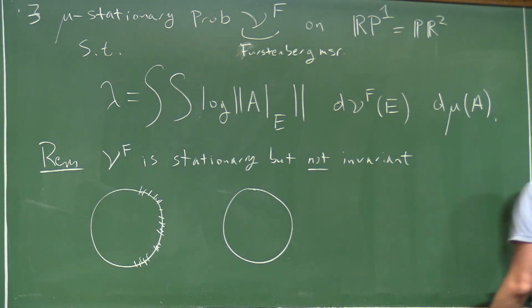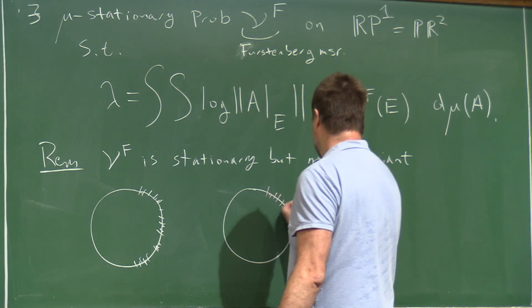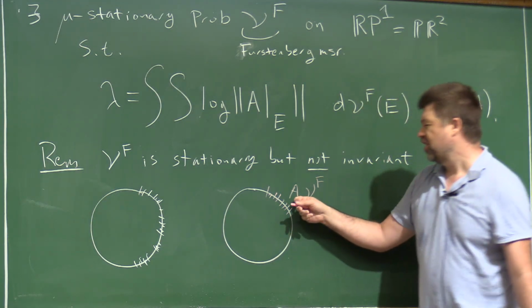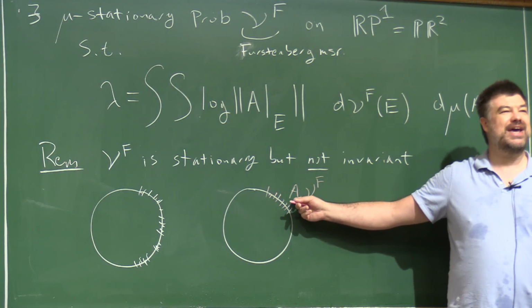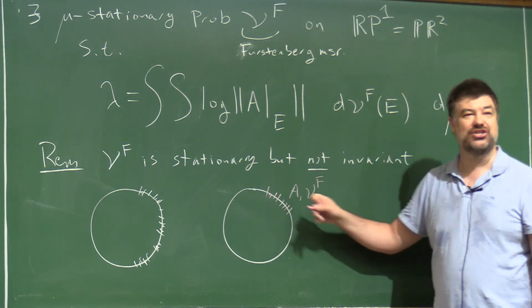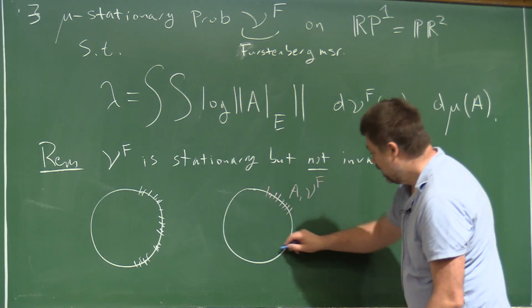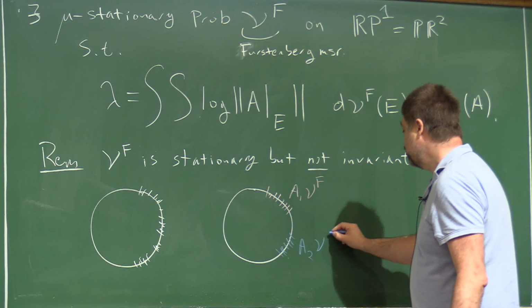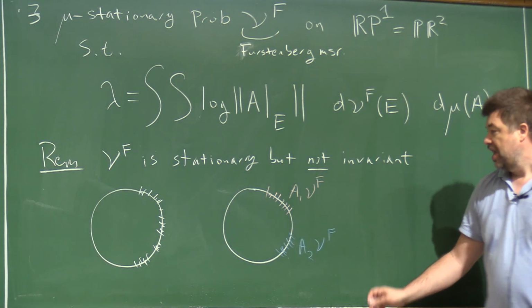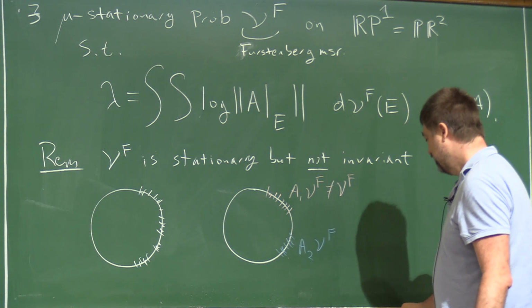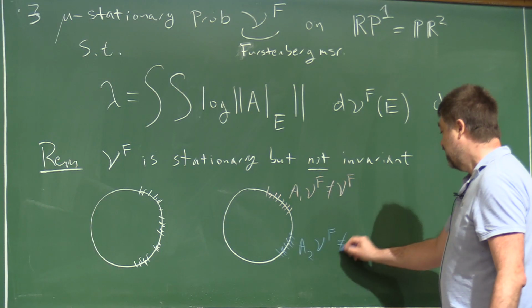So now I need some colors. So maybe A1 of the measure, and here I'm being a bit sloppy. A1 is a matrix that acts on R2, but then it naturally acts on lines in R2. So I'm looking at the induced action on projective space. There's some other image, A2 of this Furstenberg measure, and probably A1 of the Furstenberg measure is different from the Furstenberg measure, and the image under A2 is also different.